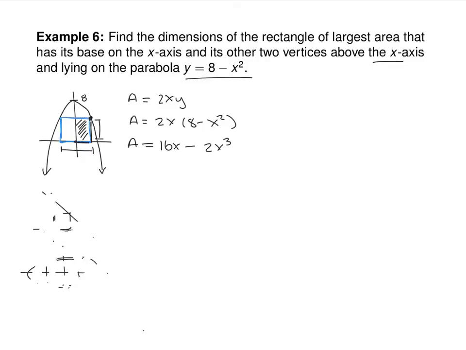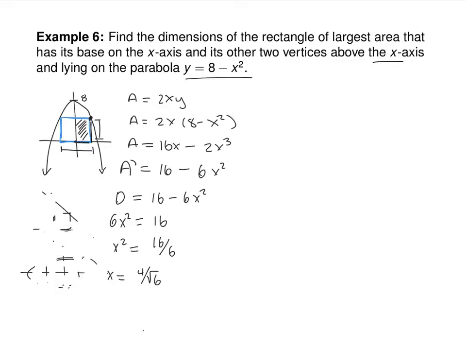And so can you find the maximum of this function now? Yeah. A prime will be 16 minus 6x squared, right? So set that equal to 0. 6x squared equals 16. x squared equals 16 over 6. So x equals 4 over root 6. And I don't care to rationalize, that is totally good enough.